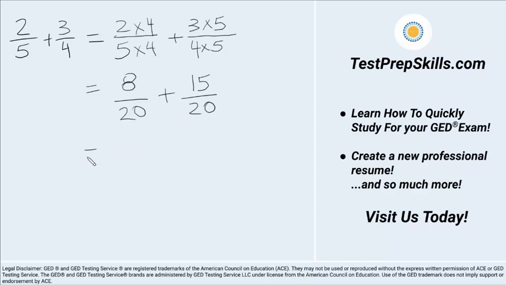Okay, so now that we have the same denominator for both our terms, we can go ahead and add these fractions. When we add fractions, all we do is we add the numerators together, okay? The denominator stays the same. So we can go ahead and write that down. Our denominator is 20. And now we're just going to add our numerators. 8 plus 15 gives us 23. So our answer is 23 over 20.